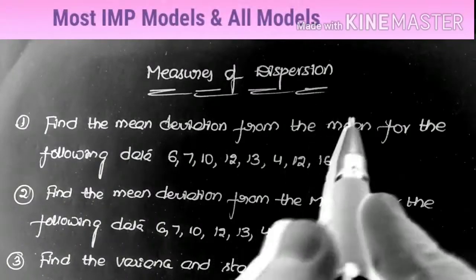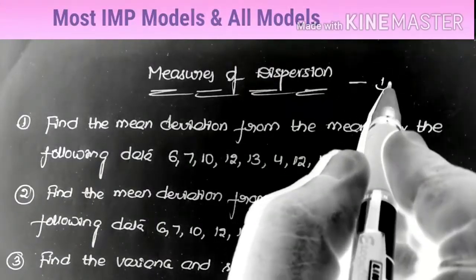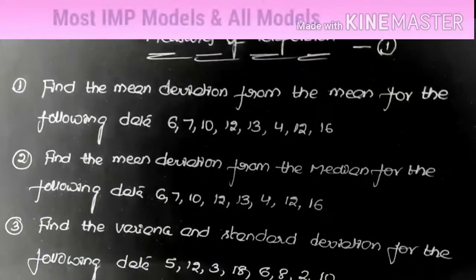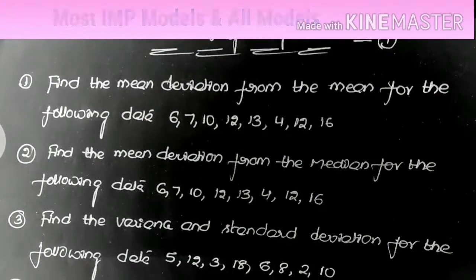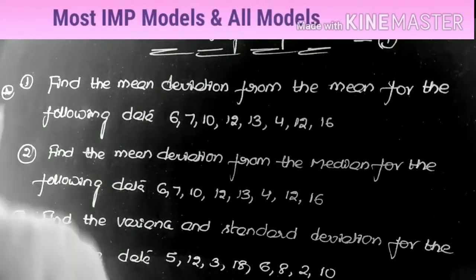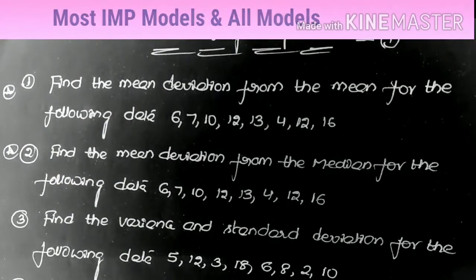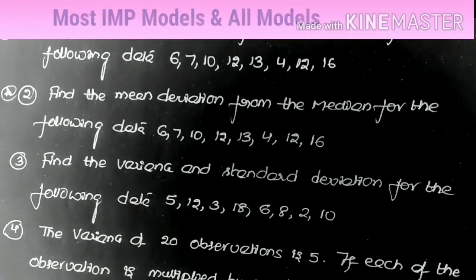The next chapter is measures of dispersion, and 1 2 marks problem comes from this chapter. Find the mean deviation from the mean. The most important model. Find the mean deviation from the median. This is also the most important model. Find the variance and standard deviation.